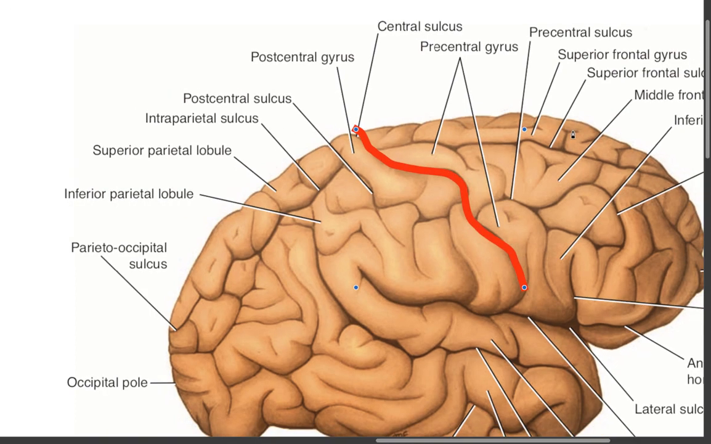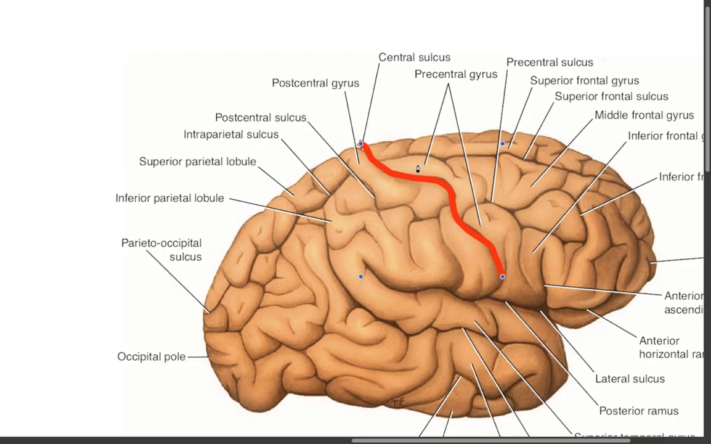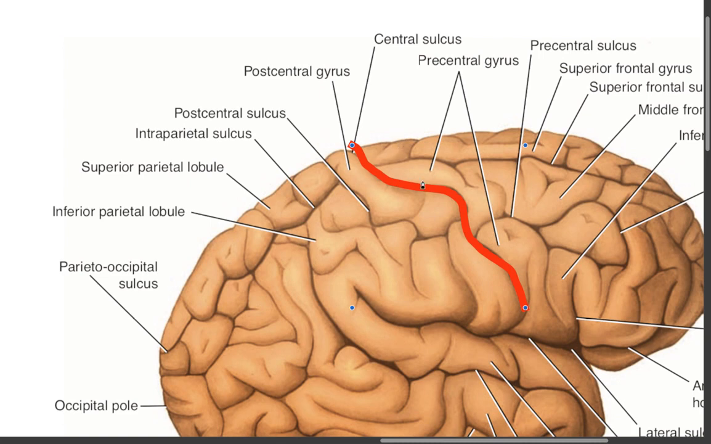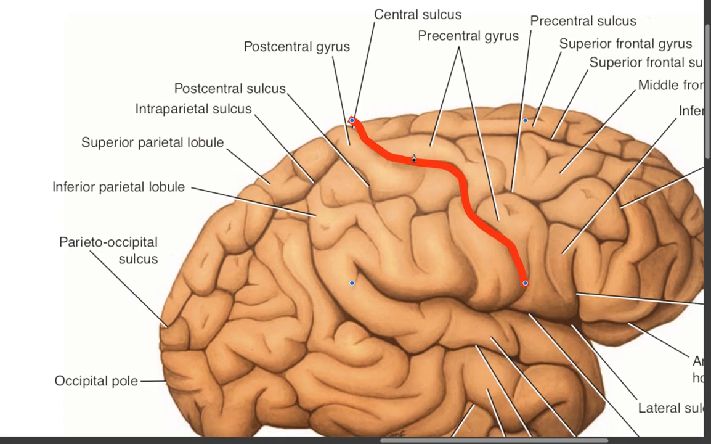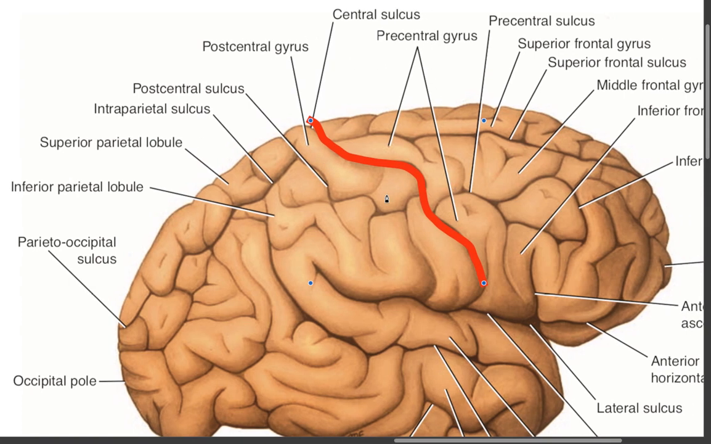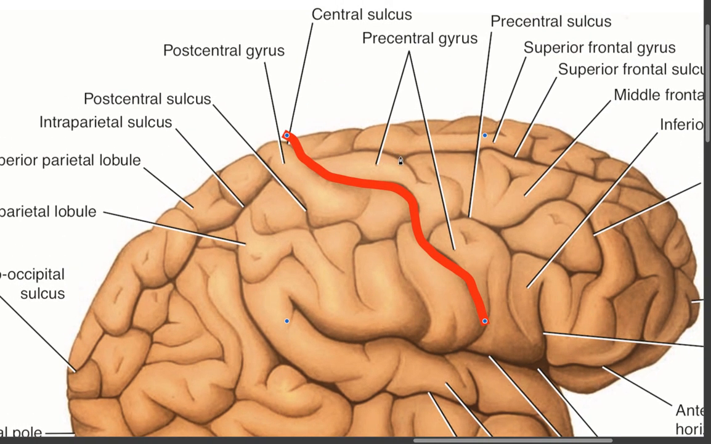The central sulcus separates the frontal from the parietal lobe. It will have two gyri. Anterior to it is the precentral gyrus, and posterior to it is the postcentral gyrus. So this is the central sulcus separating the frontal from the parietal lobe, having the postcentral gyrus in here and the precentral gyrus.